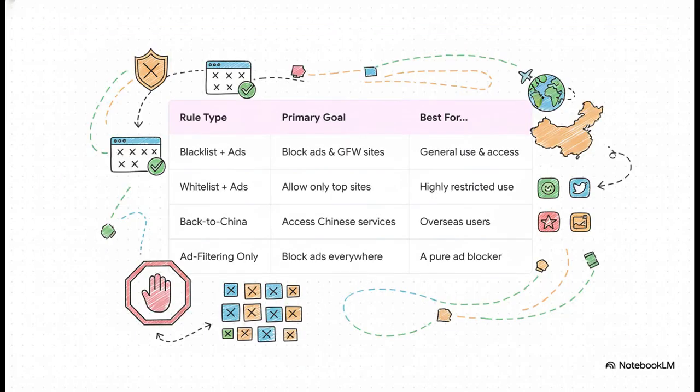And this variety of pre-made rules, that's honestly one of its biggest strengths. It doesn't matter who you are. Maybe you're a general user who just wants to block ads and get to sites that are normally blocked by filters, like the Great Firewall of China. Or maybe you're living overseas and you want to connect to services back home. Or hey, maybe you just want a really, really good ad blocker. No matter what, there's a specific rule file that's already tailored for what you need.